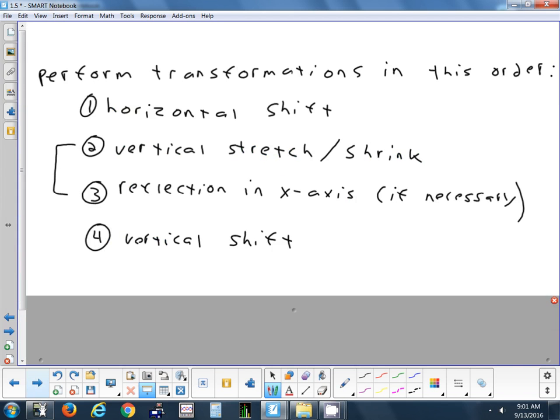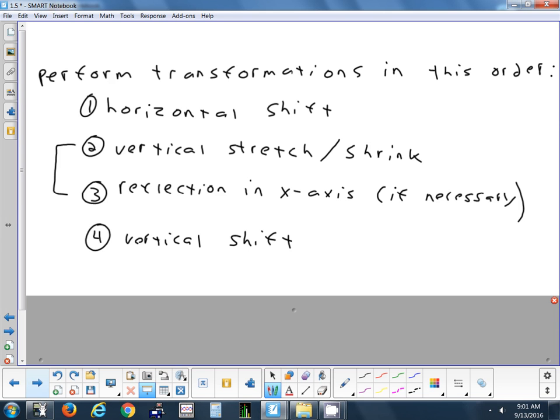Okay, then go outside the parentheses and start looking, is there a number in front? If it's bigger than 1, it's going to be a stretch. Between 0 and 1, you're going to get a compression or a shrink. Next, is there a negative on that number outside the parentheses? If there is, that'll cause a reflection over the x-axis, a vertical reflection.